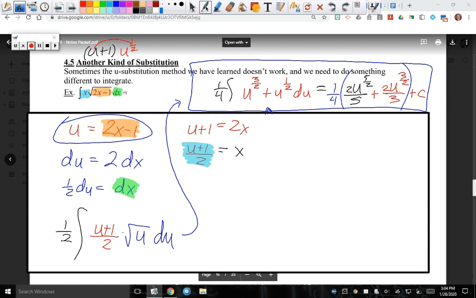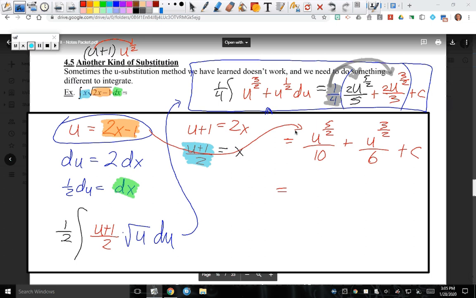This will become, here we go. Watch very carefully. I'm going to distribute this 1/4 on both of these terms. When I do that, do you see that 2 and 4? They're going to reduce to 1/2. If not, I'll mark them out. This will reduce to 1/2. This will reduce to 1/2. So I'm really going to be getting u to the power of 5/2 over 10 plus u to the power of 3/2 over 6. And yes, I'm just going to resubstitute my u so that I get 2x minus 1 to the 5/2 over 10 plus 2x minus 1 to the 3/2 over 6 plus c.